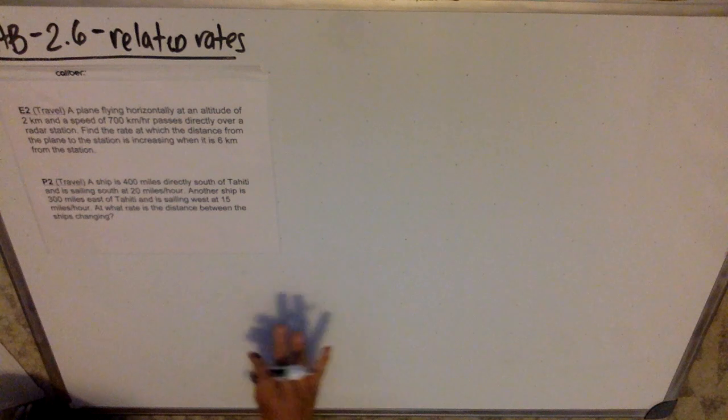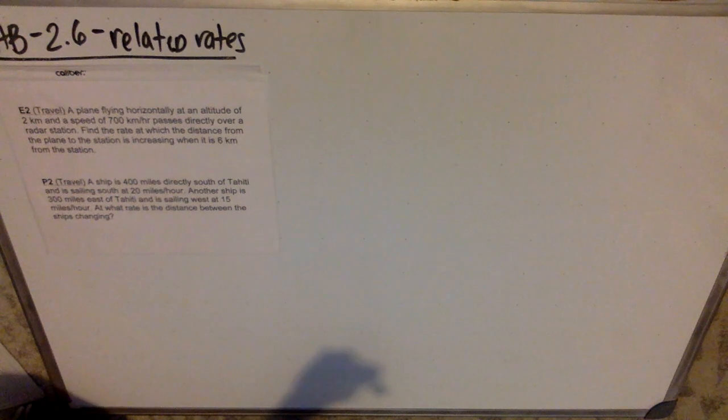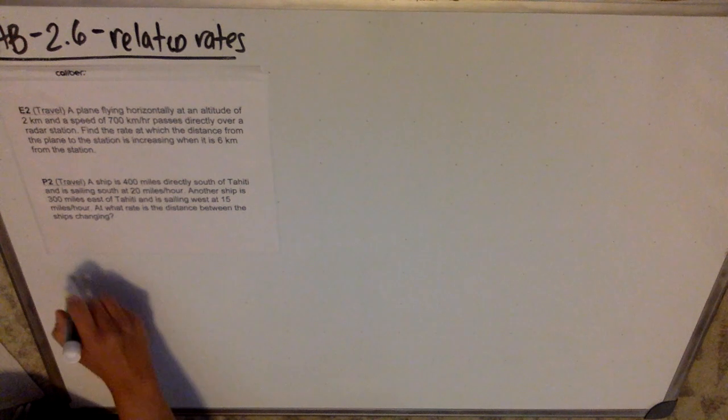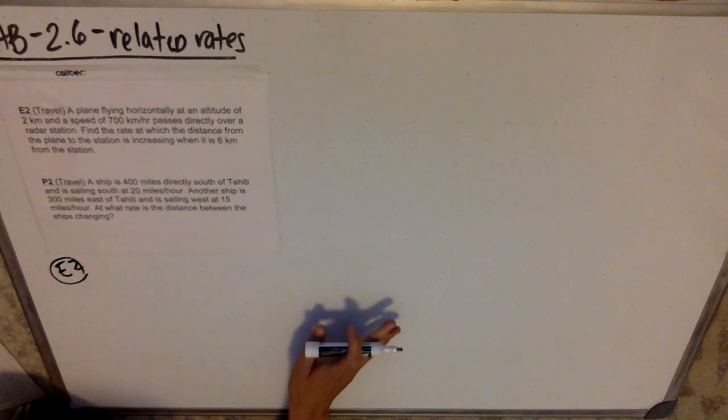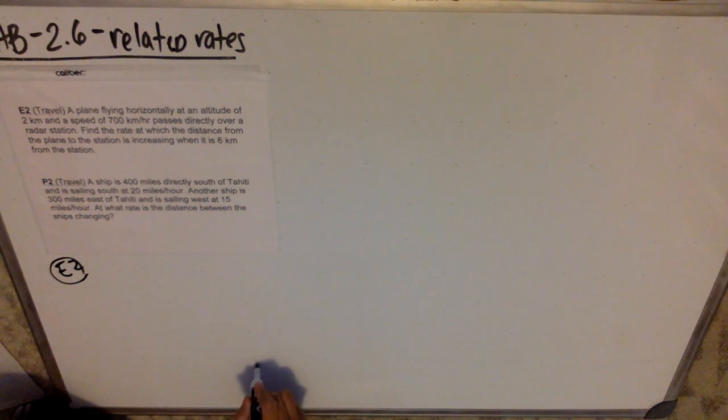Alright, so, I think the diagram down here works. Okay, so we are doing E2. It doesn't matter which way you have your plane flying, right? What matters is that it passed over a radar station. So I'm just gonna put a little R there for radar for a second, okay?